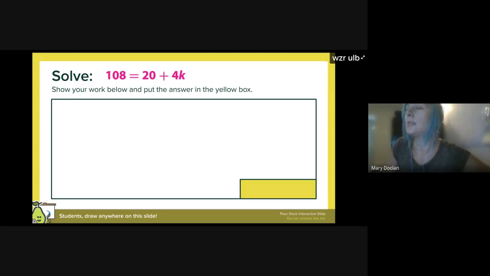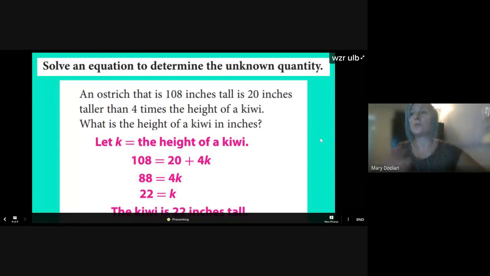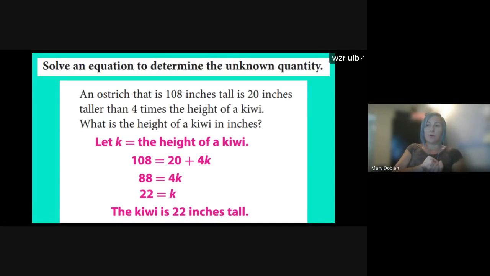Okay, so for just the fact that we're getting close to the end of the class, I'm going to go ahead and show you the correct solution. Okay, so starting with 108 equals 20 plus 4k, if I subtract 20 from both sides of my equation, I end up with 88 equals 4k. If I then divide both sides of my equation by 4, I end up with 22 equals k. So that means that since k is the height of the kiwi, the kiwi is 22 inches tall, right?